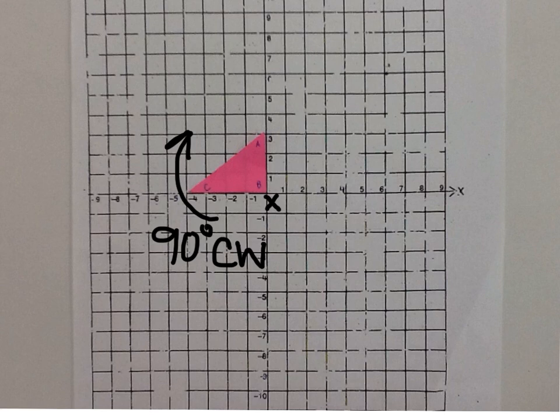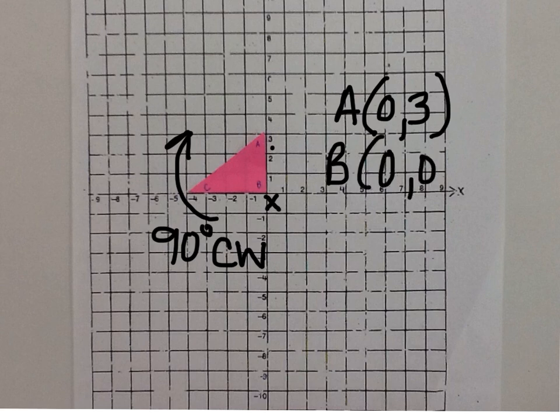Let's write down our final position for A, B, and C. For A, the final position for vertex A is the point x equals 0, y equals 3. For B, the final position is x equals 0, y equals 0. And for C, x equals -4, y equals 0.